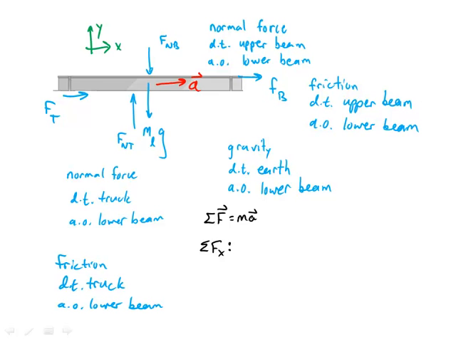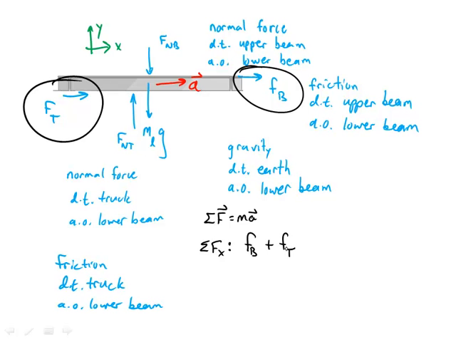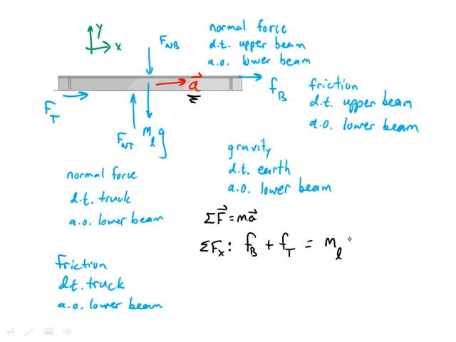So in the x direction, I have two forces, Fb and Ft. So it's going to be Fb, that's to the positive x direction, plus Ft, that's also in the positive x direction. And those are the only forces acting in the x direction. Now Newton's law says that's equal to ma, but our acceleration is only in the x direction, so it's the mass m sub L for the lower beam times the acceleration of the lower beam.